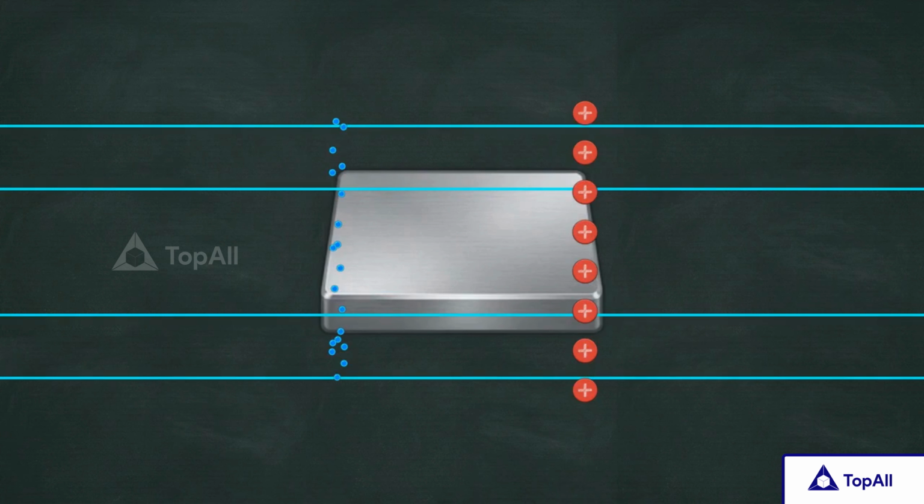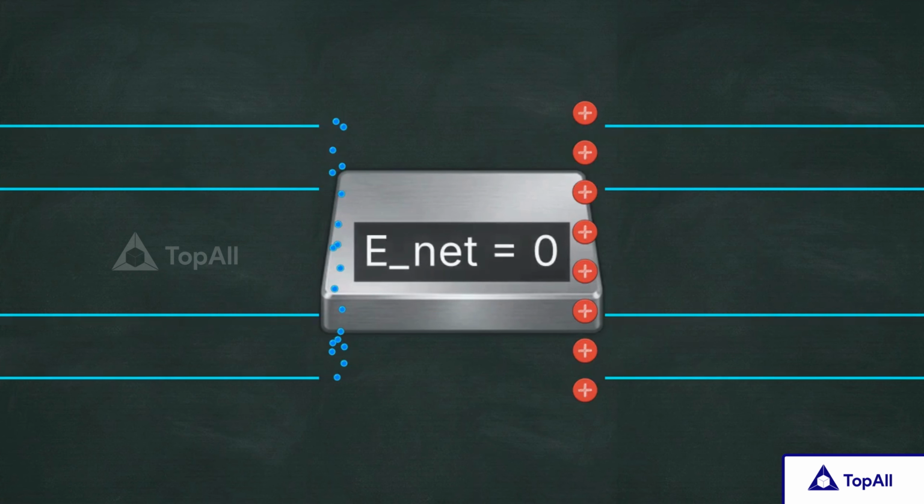By separating its charges, the metal builds its own internal electric field, pointing exactly opposite to the external one. Those two forces perfectly cancel each other out. Inside a static metallic conductor, the net electrostatic field drops exactly to zero.